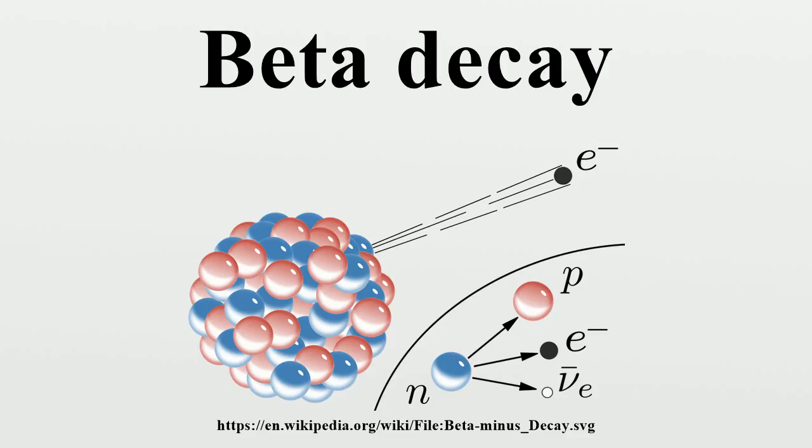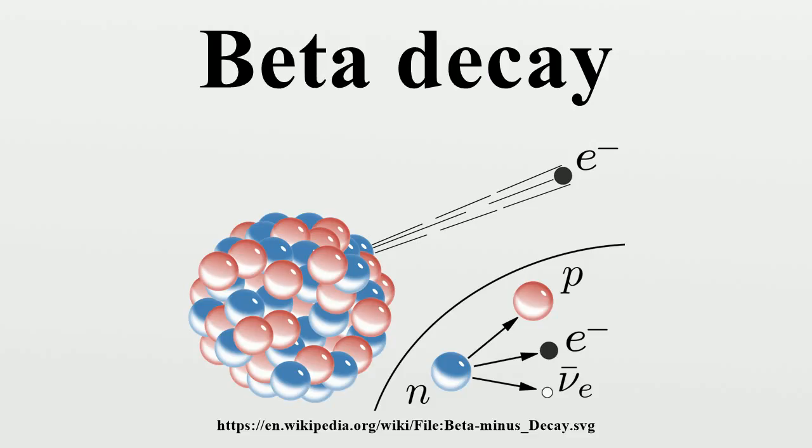Beta-minus decay. In beta-minus decay, the weak interaction converts an atomic nucleus into a nucleus with atomic number increased by 1, while emitting an electron and an electron antineutrino. The generic equation is A/Z X → A/Z+1 X' + e⁻ + ν̄ₑ, where A and Z are the mass number and atomic number of the decaying nucleus, and X and X' are the initial and final elements, respectively.